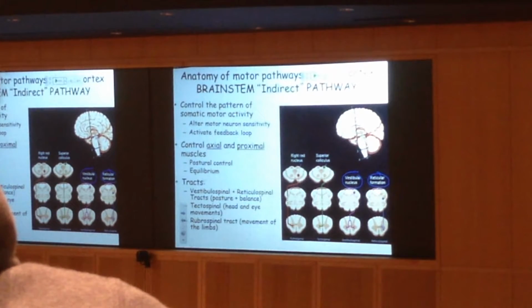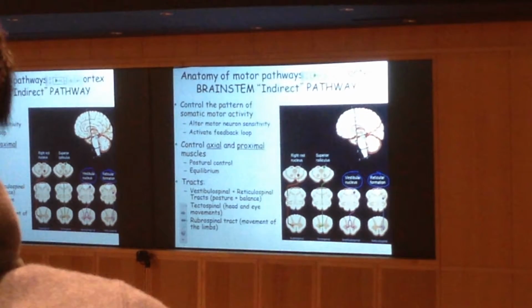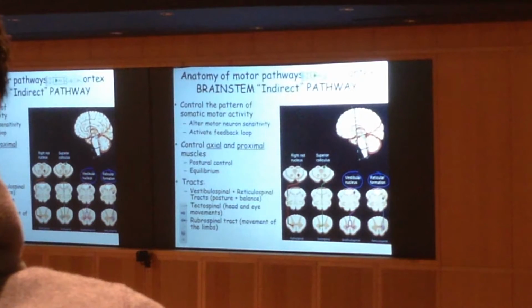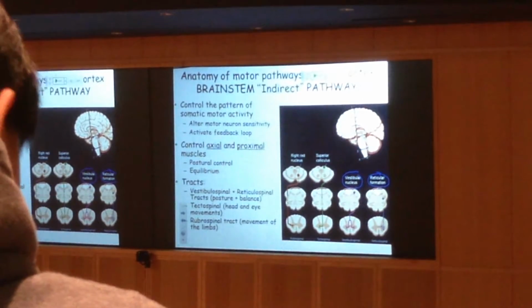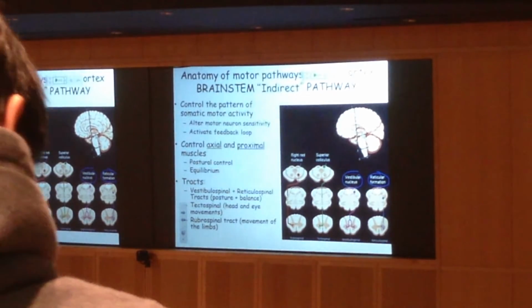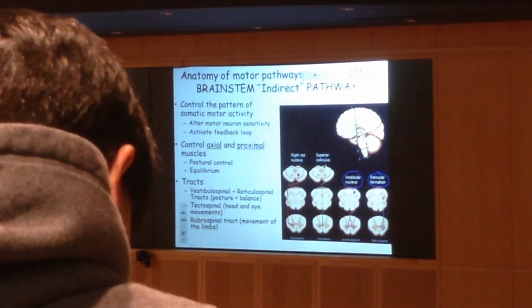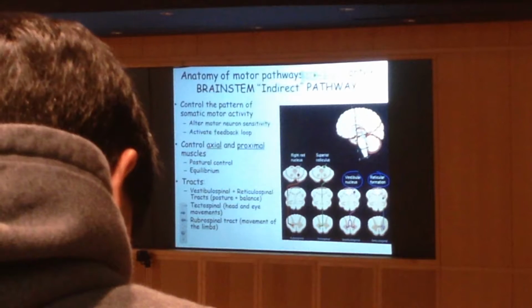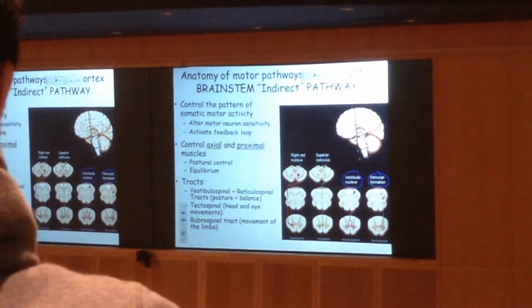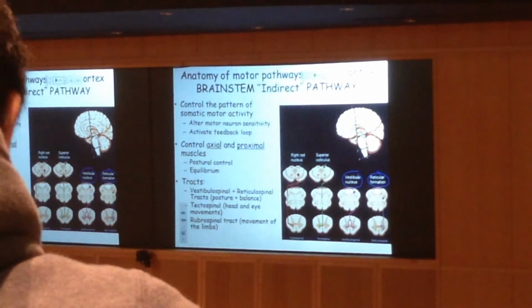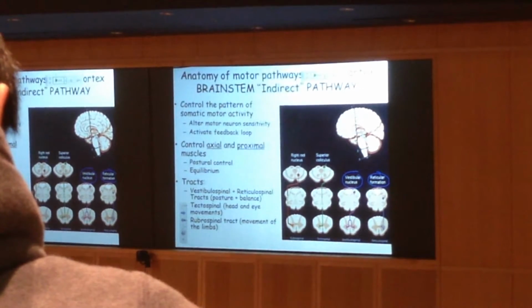The vestibular nucleus contains the second order neurons that synapse with the vestibular fibers. Those are the nerves that are part of your cranial nerve 8. Those are very important for equilibrium and posture control.